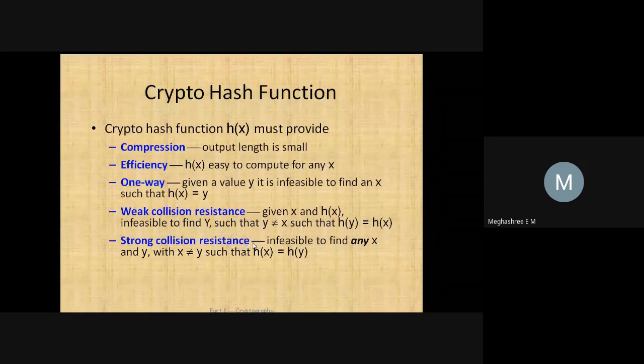See, this characteristic says it is infeasible to find any x and y with x not equal to y such that h of x is equal to h of y. So what can you conclude from this? We cannot find any two inputs that hash to the same output. That means, indirectly, that no two inputs can have the same output.